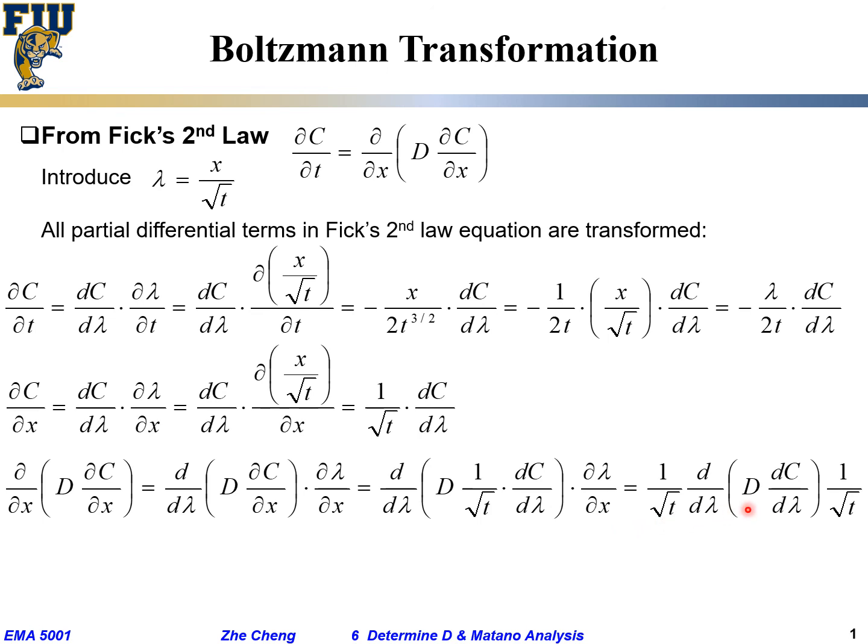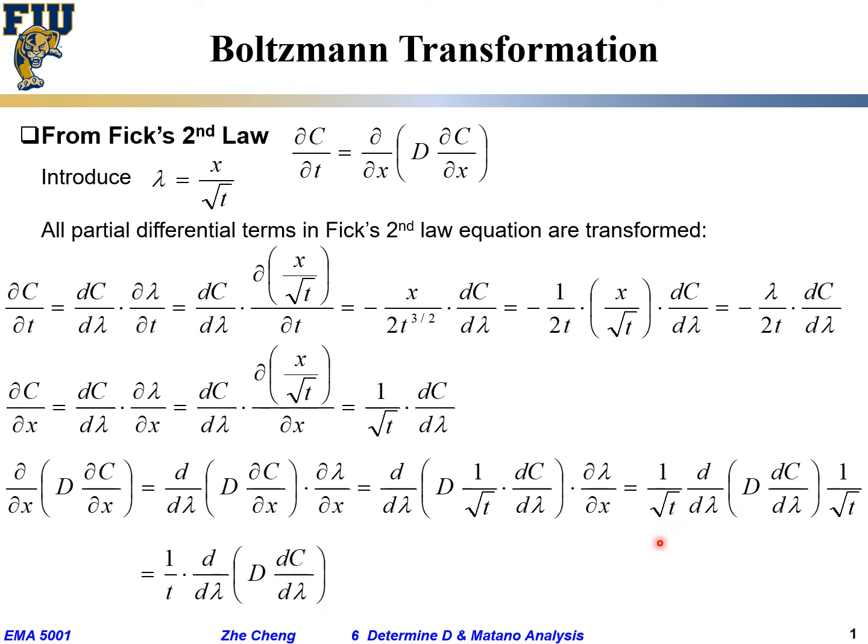And then D, can we put that in the front? We cannot. Remember, we said this is the case where we cannot treat D as a constant. This is the case where the diffusion coefficient actually changes with concentration. So that's why I have to keep D still inside here. Make sense? So that's what we have.